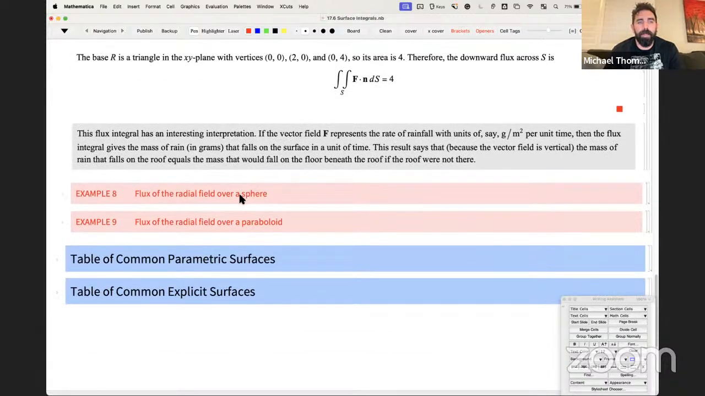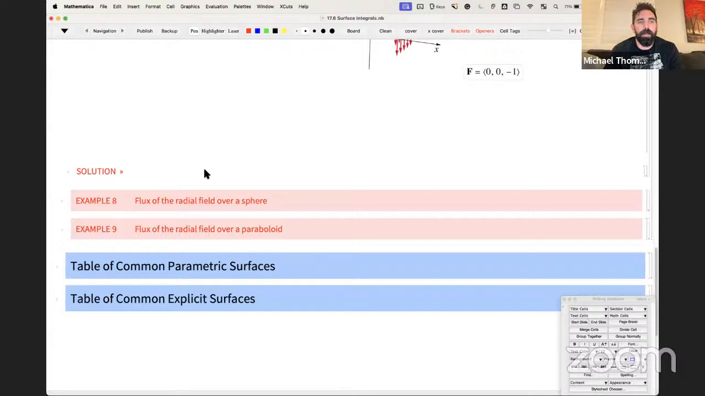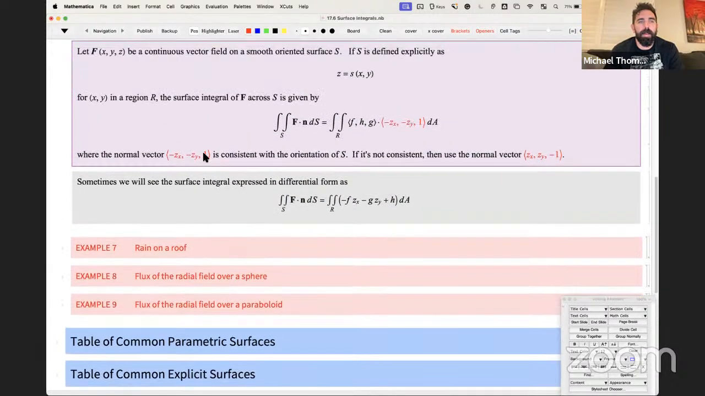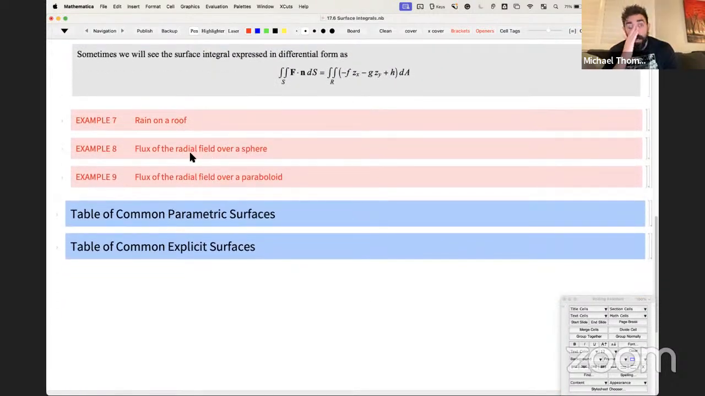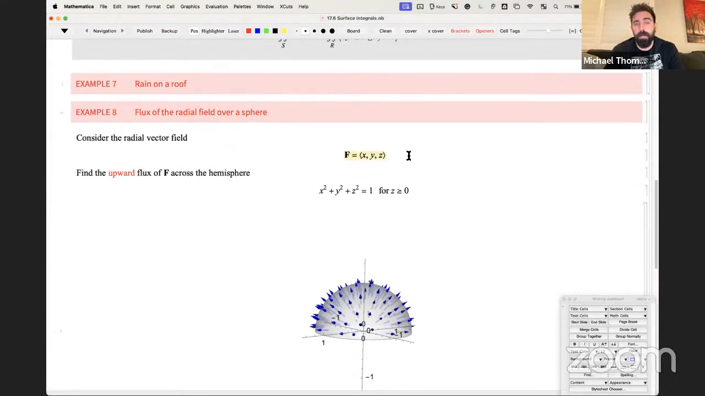All right, let's try another. Let's try the flux of a radial field over a sphere. So this would be a basic radial field, xyz. Remember, this field is an explosion, a radial vector field. It explodes outward at all points.